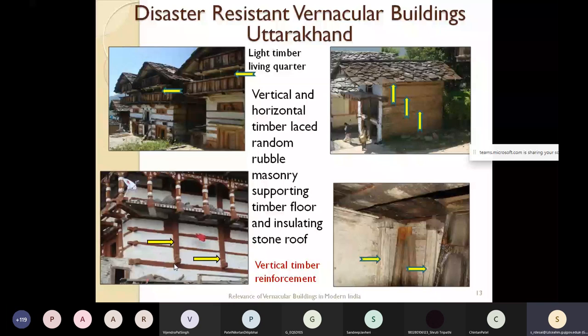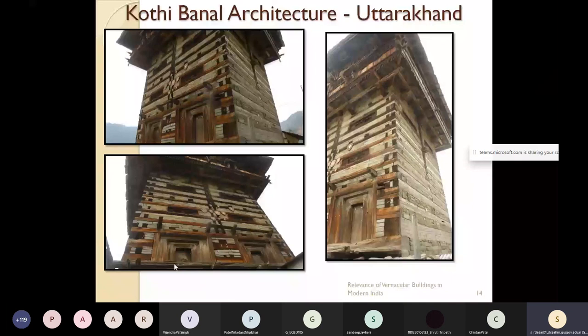And here is probably, I think India is probably the best example of earthquake-resistant building, what's called the Koti Banal architecture of Uttarakhand. This is a six-story building, believe it or not. Of course, stories are not that high. Each story may be 6 feet high. And I've had the good fortune of going up all the way to the top story. This is at least 200 years old, which means it has seen so many earthquakes.